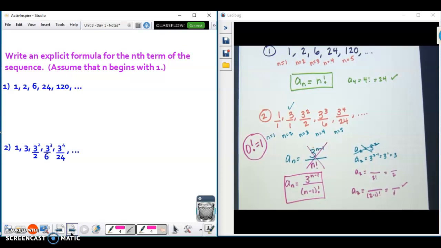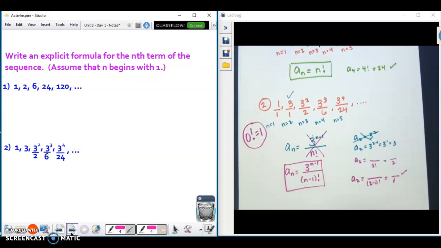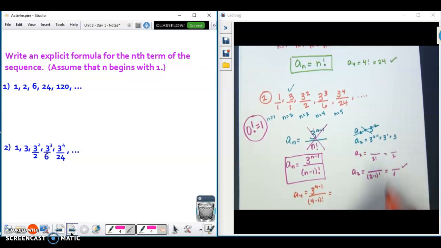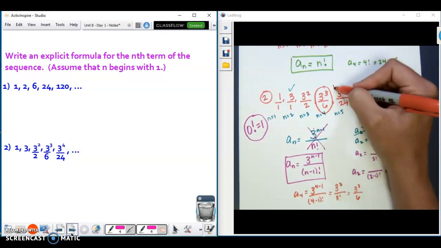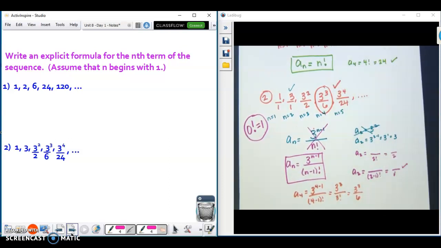I am just going to check it one more time with a different term. So I'm going to plug in a sub 4. This would be 3 to the 4 minus 1 over 4 minus 1 factorial. So that would be 3 to the third over 3 factorial. We know that 3 factorial is 6. Well, that is exactly what I'm supposed to get for a sub 4. Okay, so always, once you make your formula, go back and check just to make sure that you're on the right track.